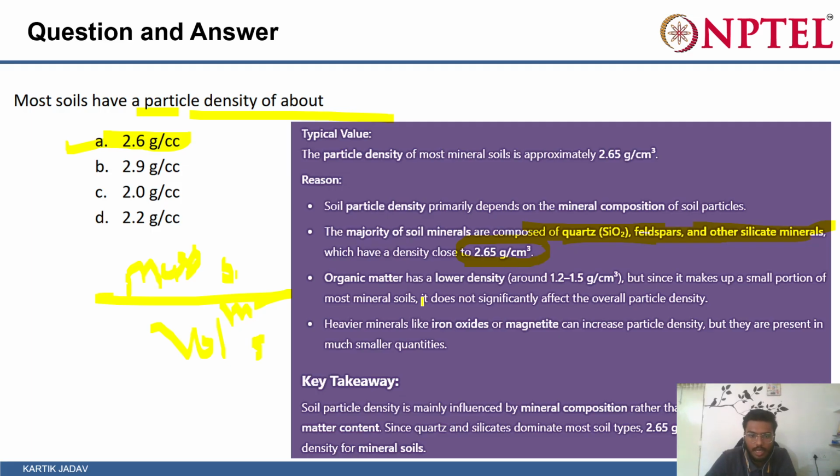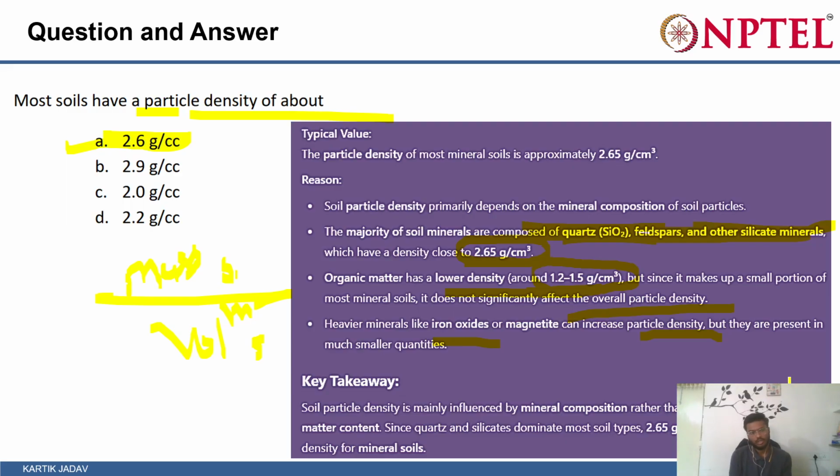While organic matter has a lower density, around 1.2 to 1.5 gram per cc, since it makes up a small portion of most mineral soil, it does not significantly affect the overall particle density. Heavier minerals like iron oxides and magnetite can increase the particle density, but they are present in much smaller quantity in most of the soil.